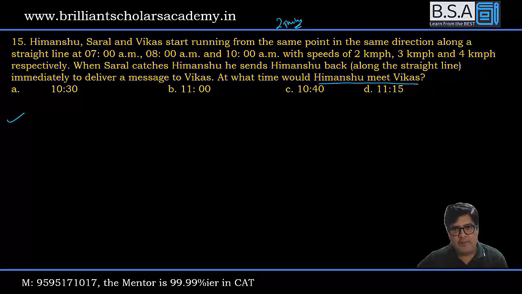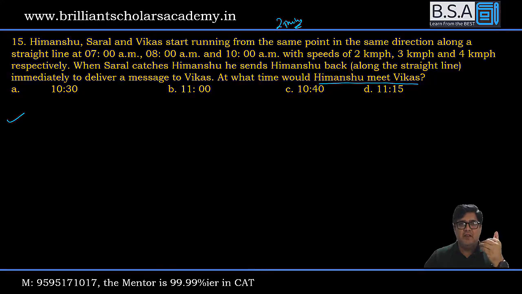What are the steps involved? पहले तो ये पता करना, when will Saral meet Himanshu first? When Saral meets Himanshu, क्या विकास का जर्नी शुरू हो चुका है? If yes, where is Vikas? And then Vikas is going rightwards and Himanshu is going back to meet the other person. So distance upon relative speed is the time. First thing you need to find out is when will Saral catch up Himanshu? From there you can find out Vikas किधर है at that moment of time, and from there you can find out how much time will it take for Himanshu and Vikas to meet.